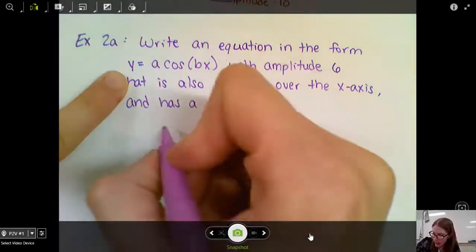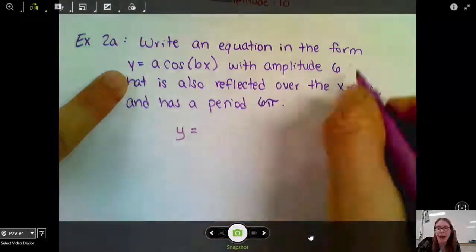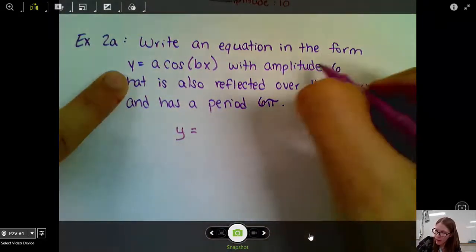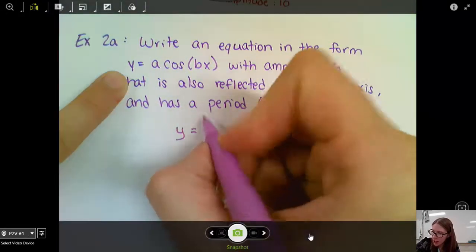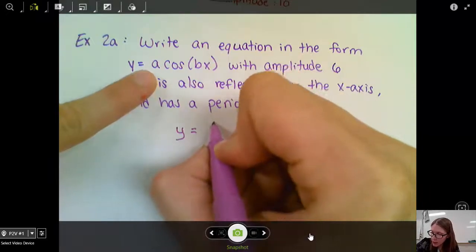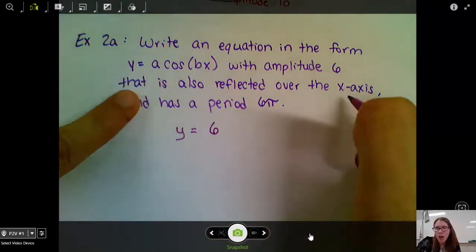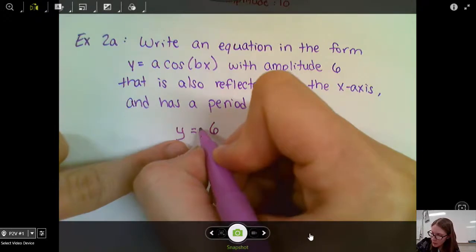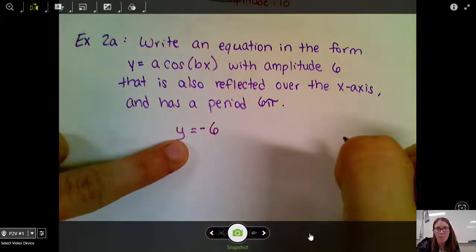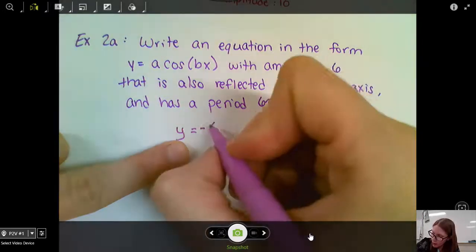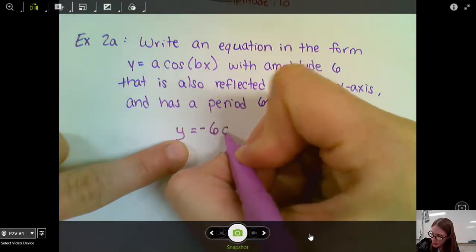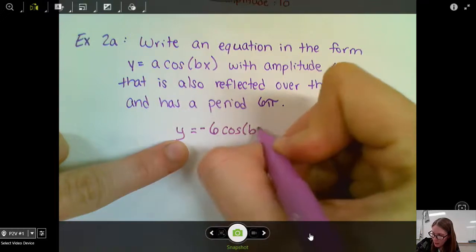So really what we're saying is, hey, we want to write a cosine function that has all of these details. If that amplitude is 6, that's our a value, that's our vertical stretch. But it's also reflected over the x-axis, which means we have to make that 6 negative. We have y equals negative 6 cosine of bx.